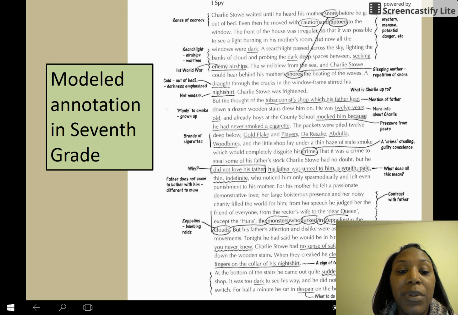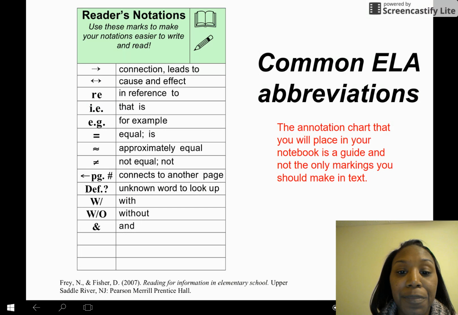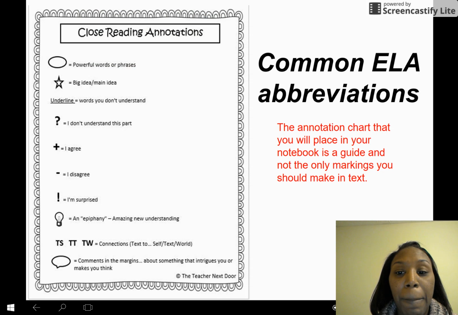Here's an example of a 7th grade student's annotation on a passage. So they put out terms or meanings of words in their own sentences. They circled things and drew lines to them to make a connection. Here are some other examples of annotations that you can use. One that I use a lot would be to draw arrows from one thing to another. I do use the W/ or the W/O, which means with and without.